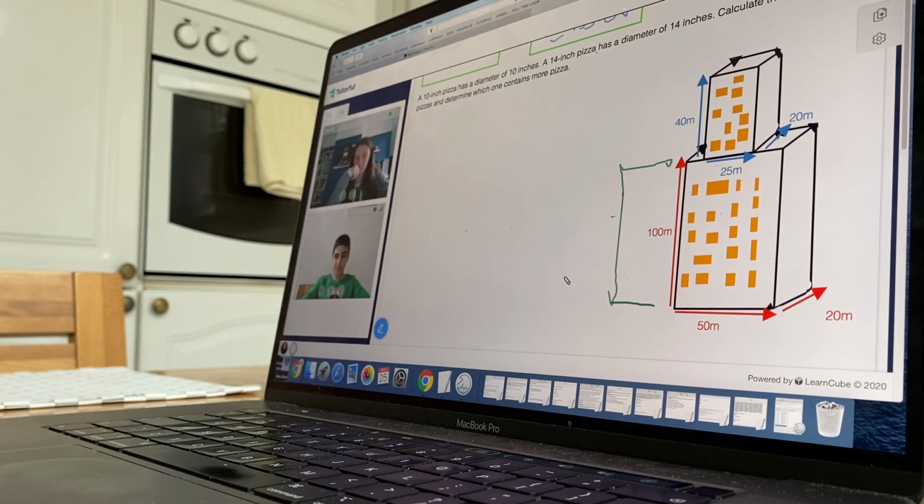Anything else? And 20. And 20, yeah, because to find out the volume of a cube or a cuboid, it's length times width times height. Yeah, really good. So 100 times 50. Oh, 1 second, let me just do this. Let me multiply them together.